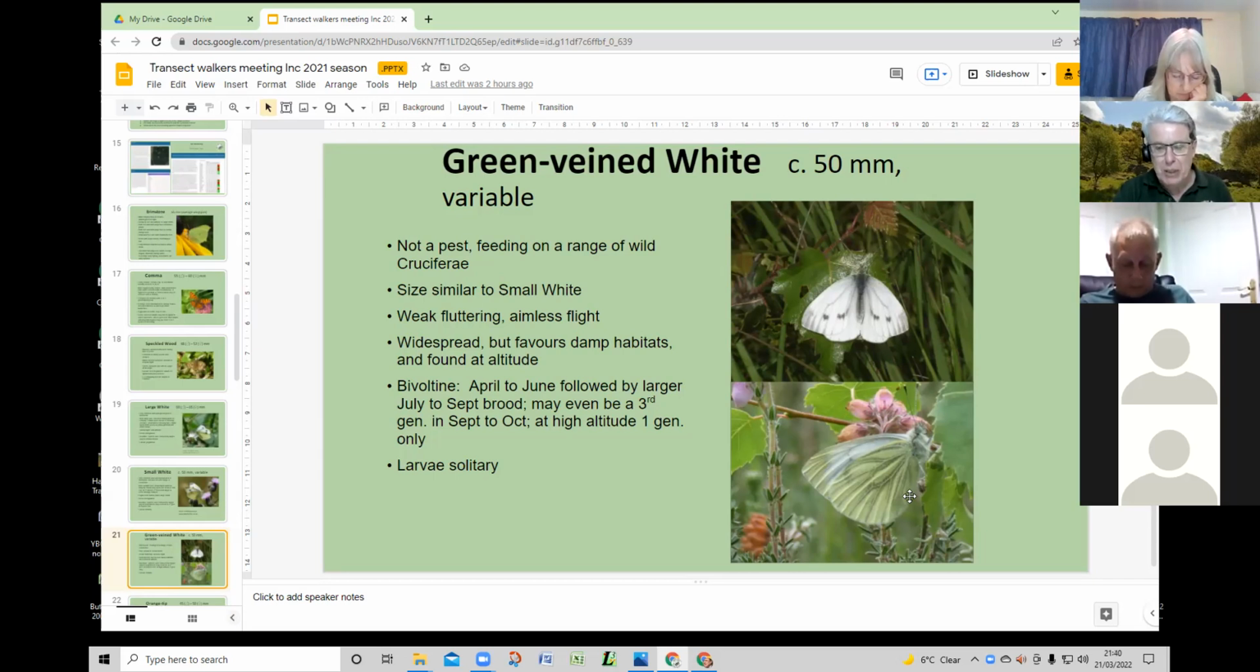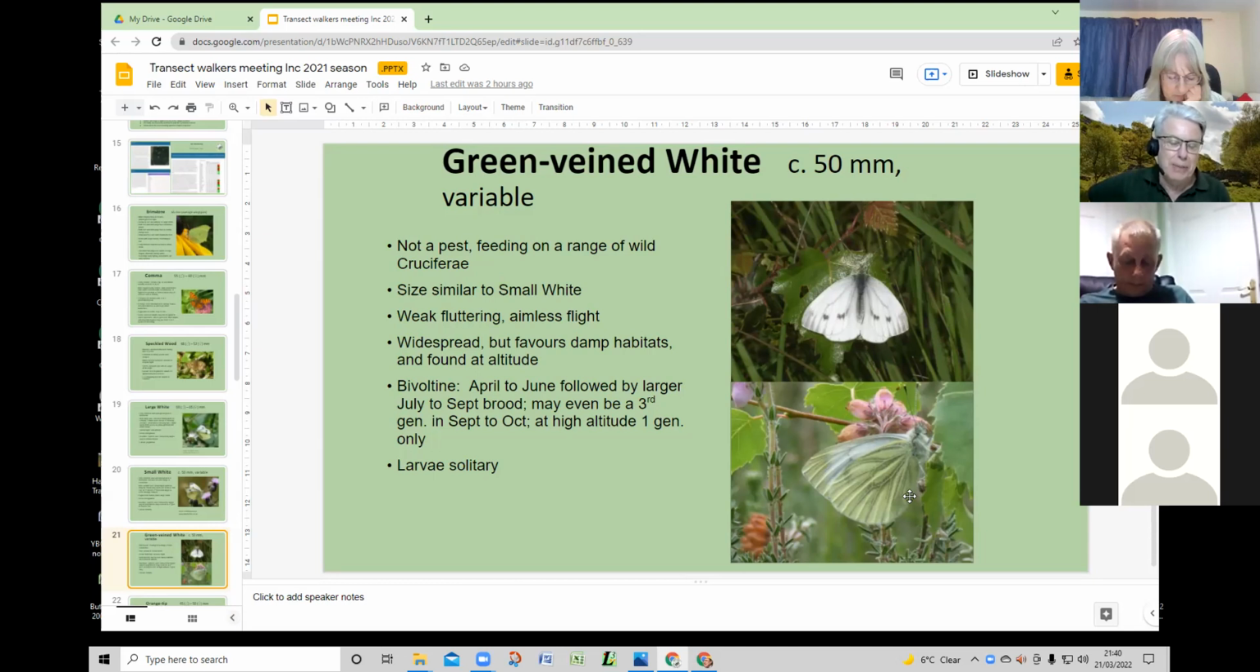Well, what you do with these difficult ones where you're not quite sure is just carefully look at two or three. And if you're finding 50% of them are green veined and 50% of them small white, then you just adjust your numbers accordingly as you walk that section, rather than trying to really stretch your brain and figure every single insect in infinite detail, that you use a simple averaging system.